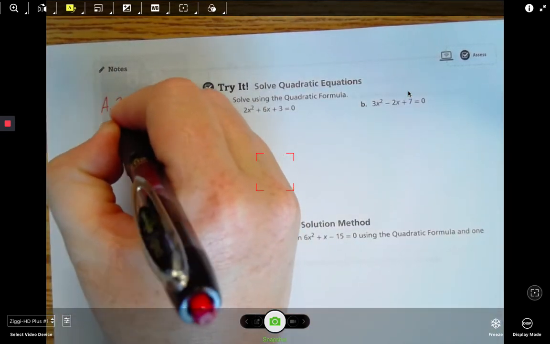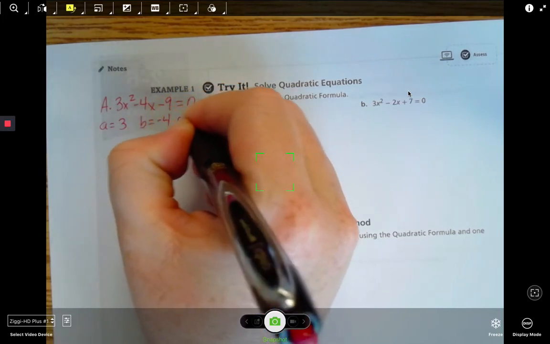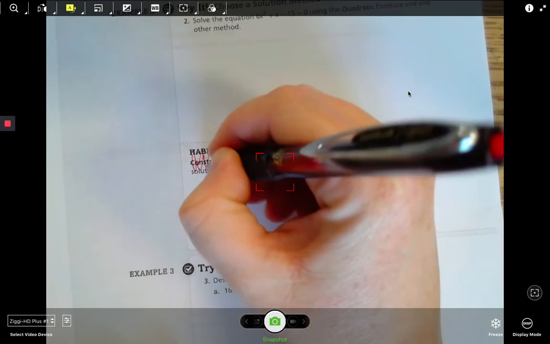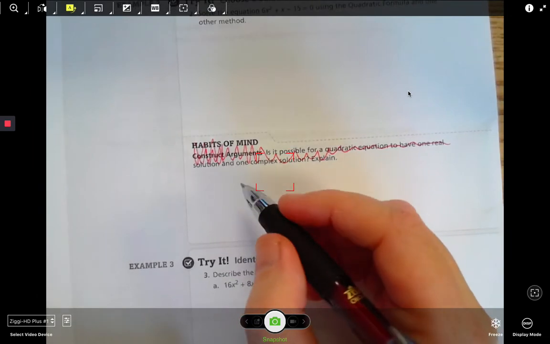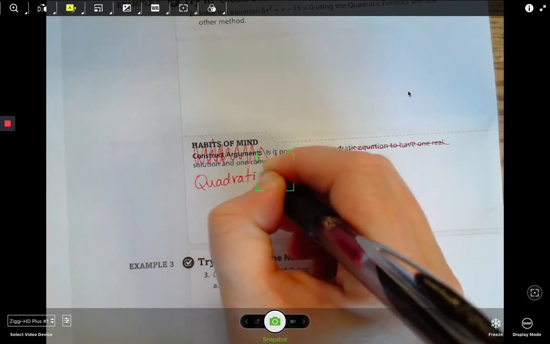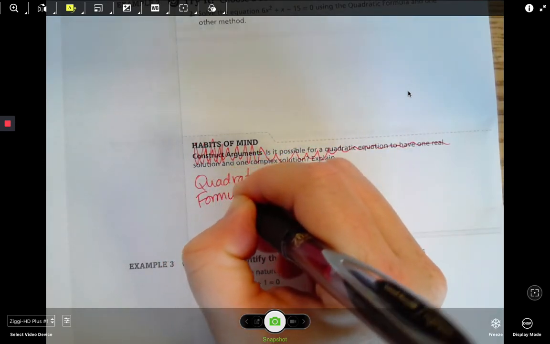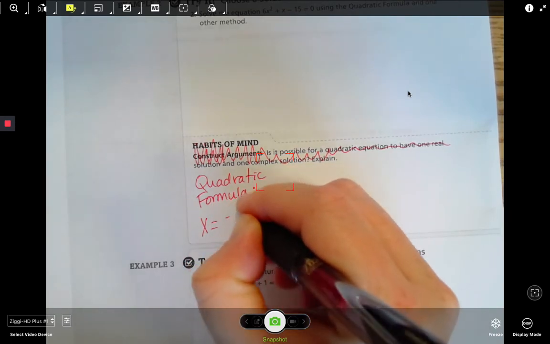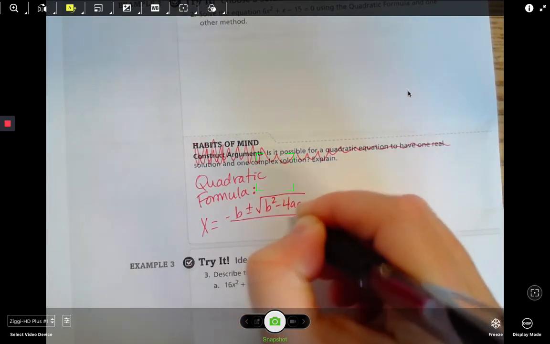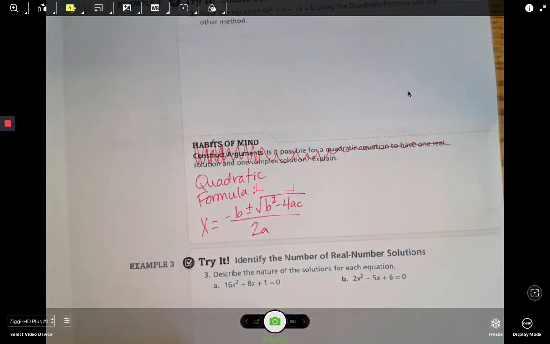And we're going to label what A equals, what B equals, and what C equals. I know it's been a minute since some of you have seen the quadratic formula, but I'm going to write that quadratic formula down here. The quadratic formula is x is equal to the opposite of b plus or minus the square root of b squared minus 4ac, all of that over 2a. That's our quadratic formula, and that's the formula that I'm going to be referring back to.